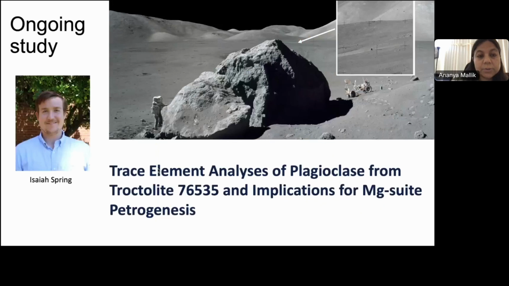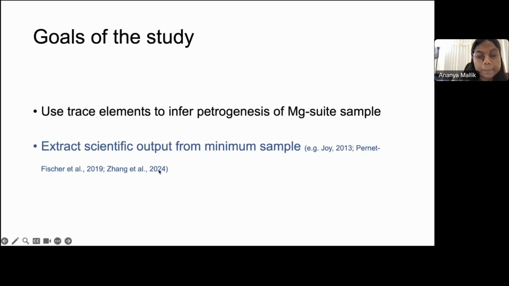So this leads me to the second part of my talk, which is the work that one of the grad students in my group, Isaiah Spring, is leading. What he is trying to do is use trace elements to understand the petrogenesis of Mg suites even better, focusing on one of the Mg suite samples. And I'll talk more about that now.